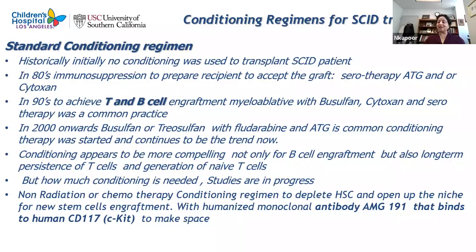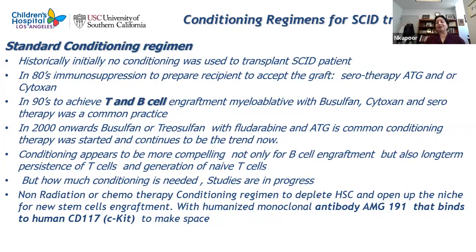Now, conditioning regimens. You say, well, these are immune deficient patients. Why do we need to condition them? Historically, when we first started doing transplant for immune deficiency, we didn't do any conditioning. We took the stem cells from the donor and dumped them into the recipient. The majority of those with classical SCID got engrafted with T cells, but did not necessarily have engraftment of B cells. In the 80s, we started saying that we do need some immunosuppression to prepare the patient for transplantation, since not 100% of patients got engrafted even with T cells. So we started giving ATG and cytoxan.